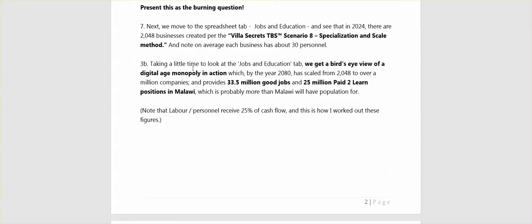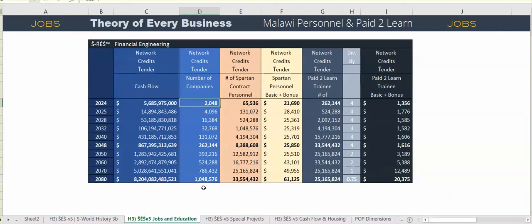Taking a little time to look at the Jobs and Education tab, we get a bird's eye view of the digital age economy in action, which by the year 2080 has scaled from 2,048 to over 1 million companies and provides 33.5 million good jobs and 25 million paid-to-learn positions in Malawi, which is probably more than Malawi will have population for. Okay, so there we go, scaling it up based on these figures here that we've just looked at, and we've just said, where's the mistake? Where's the mistake? Where's the mistake?